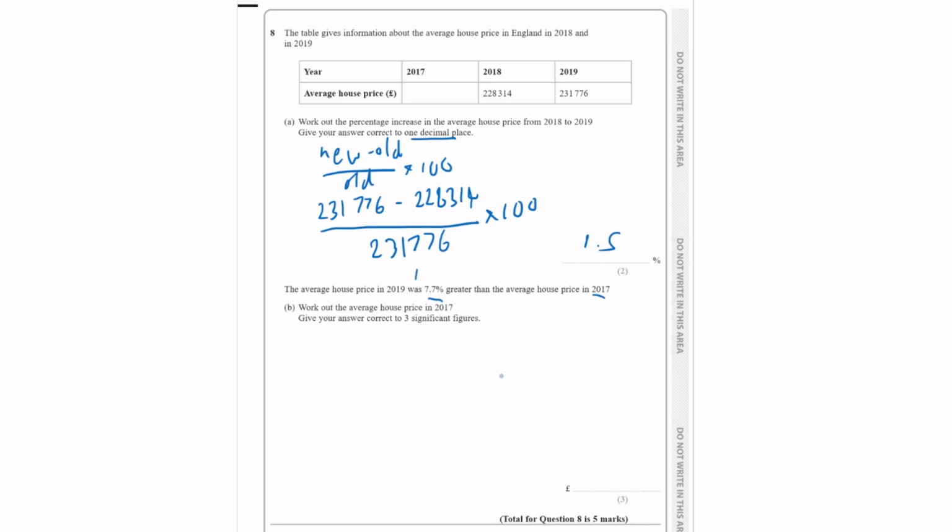So we can assume that this is 100% plus 7.7% because it increased by 7.7% and 2017 was the original value, which is 100%. So the value for 2019 is 231,776, which we can then divide by 107.7, which we then multiply by 100 to get our original value for 2017, where we can pull out a calculator and get our final answer.